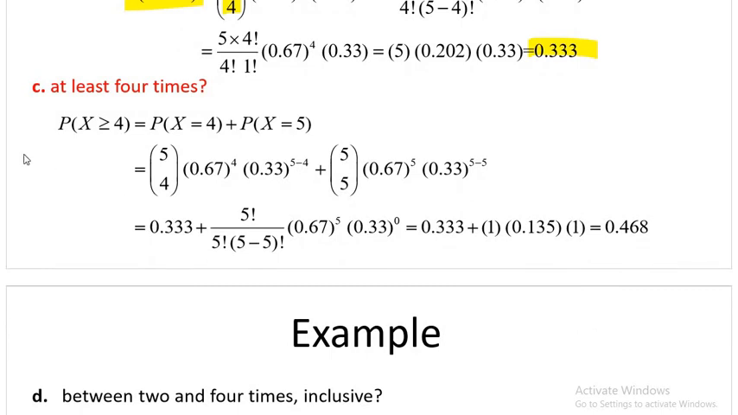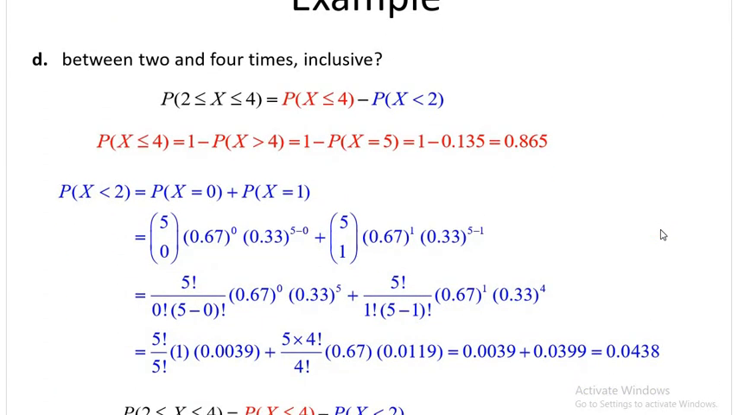Then the C part was at least 4 times. What does that mean? At least 4 times means x greater than or equal to 4. Either 4 times or 5 times. At least 4, right? 4 or 5. So 4 or 5 means 4 plus 5. You add the probability of 4 winnings and 5 winnings. So in the formula, we replaced x by 4, then replaced x by 5, and now we are adding these two probabilities. So this is 0.468.